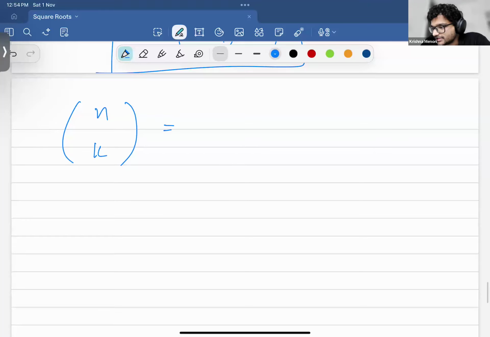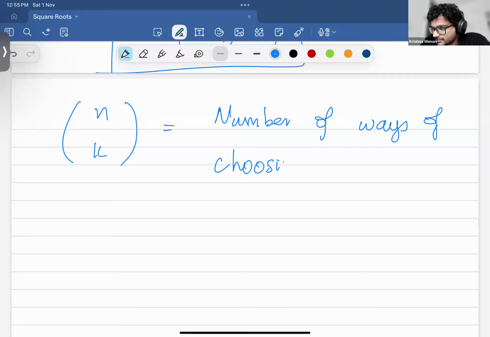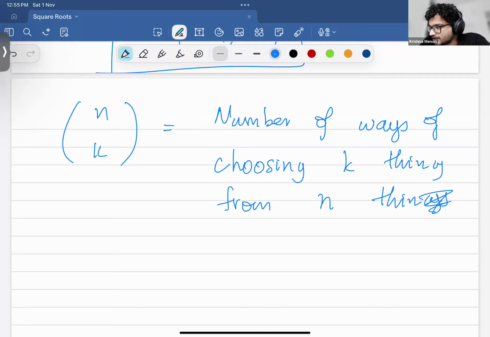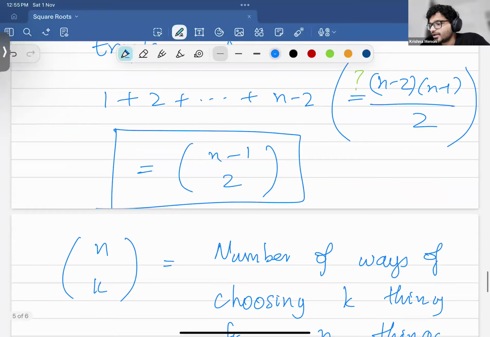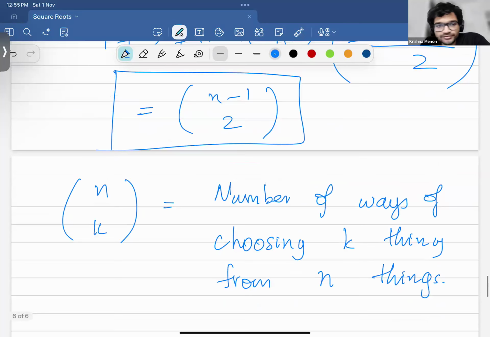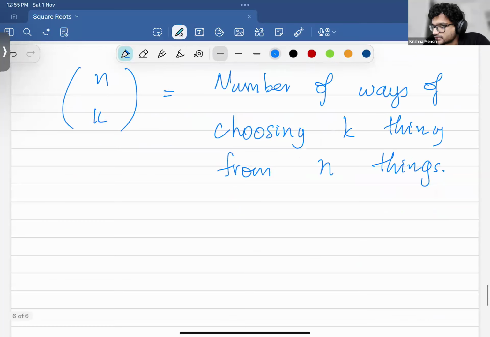Okay, so this is the number of ways of choosing k things from n things. Hopefully this is what you all saw in the previous roots class. So one expression that we have got for this number of triples, let me write that down.